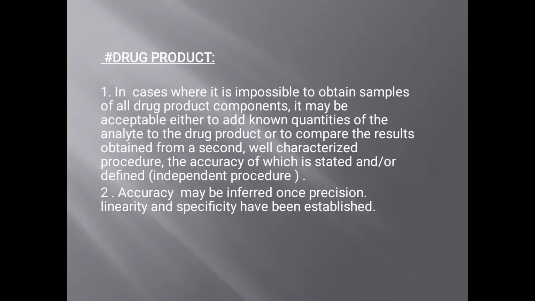Then next is about drug product. In cases where it is impossible to obtain samples of all drug product components, it may be acceptable either to add known quantities of the analyte to the drug product or to compare the results obtained from a second well-characterized procedure, the accuracy of which is stated or defined, that is independent procedure. The second one is accuracy may be inferred once precision, linearity, and specificity have been established.